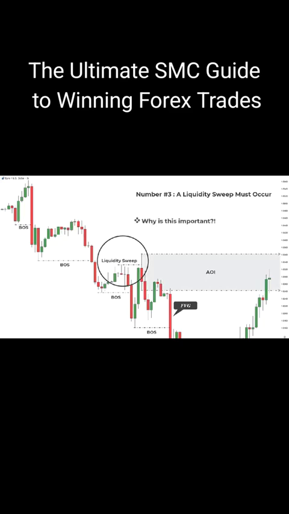Why is this important? Well, after clearing buy-side liquidity, the price often gets pulled towards sell-side liquidity, which aligns perfectly with the downtrend.